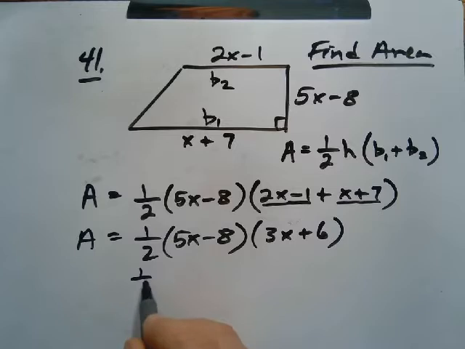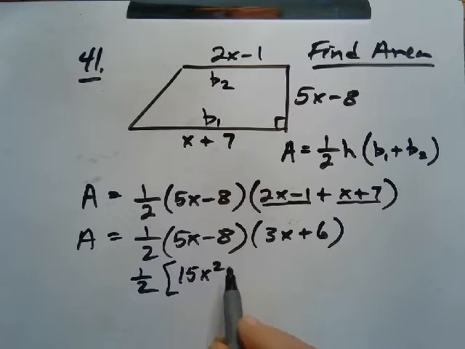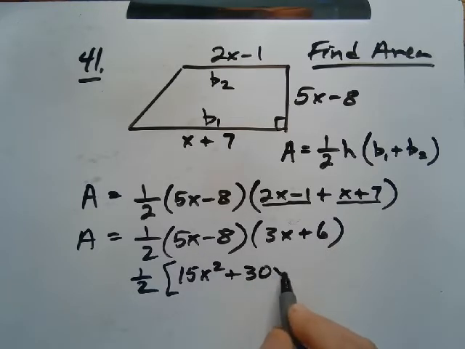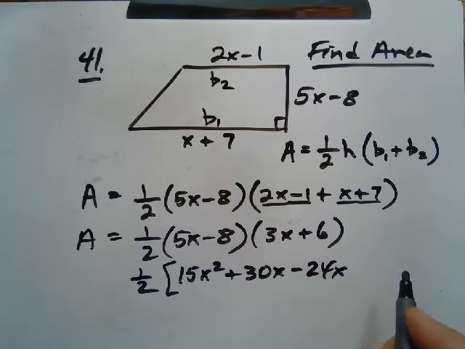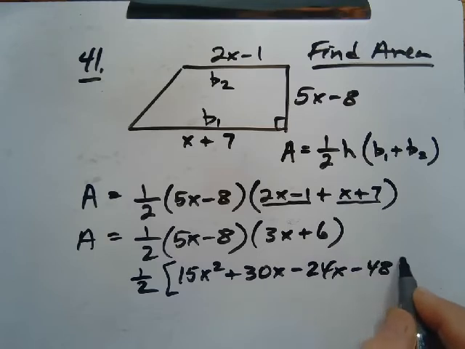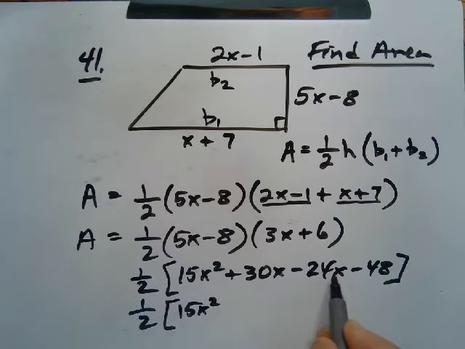Here we go. 1/2, just going to leave that. And this is 5x times 3x is 15x squared. Outer, 6 times 5x is 30x. Inner, negative 8 times 3x is a negative 24x. And last is negative 8 times 6 is a negative 48. I need to combine these inside terms here, the two middle terms. 30x and a negative 24x is 6x, minus 48.